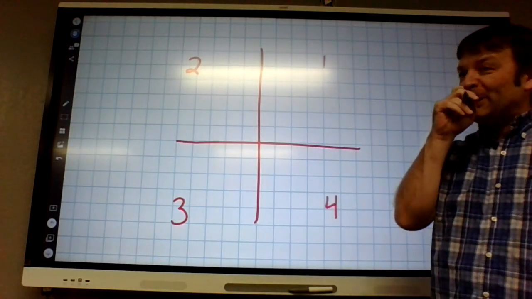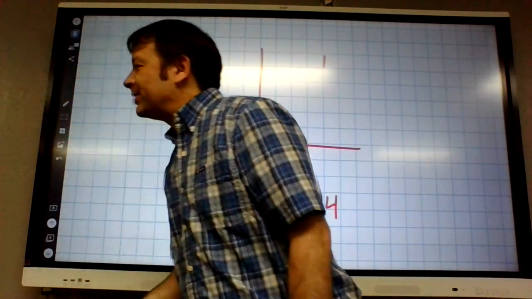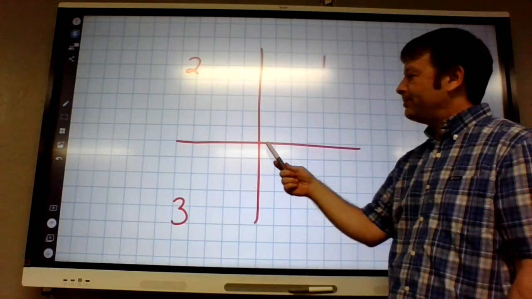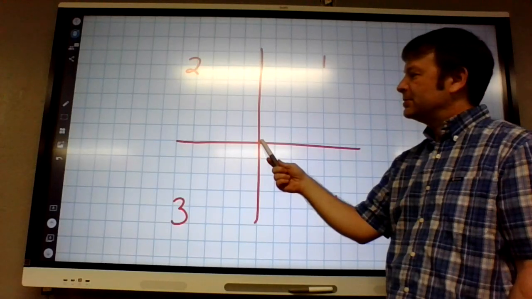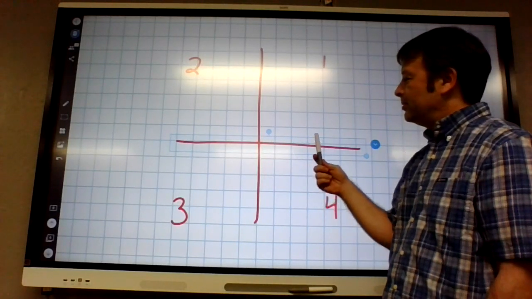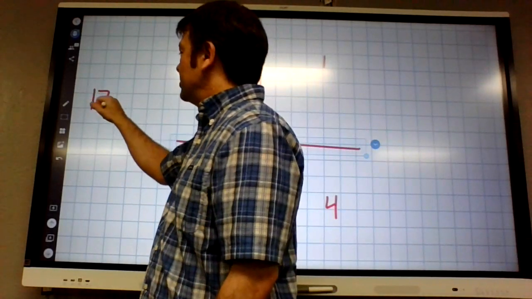Okay, so number 17 says: in which quadrant are both coordinates positive? 1. Yeah. When x is positive, you go to the right. When y is positive, you go up. So it would be quadrant 1.